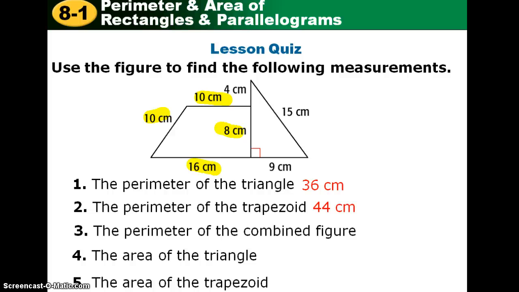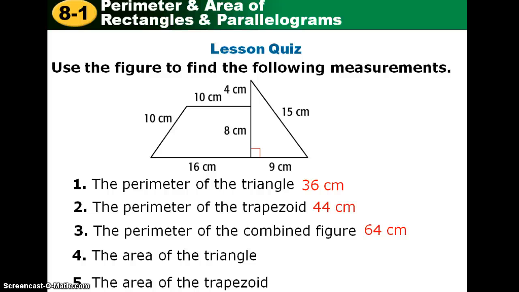Perimeter of the combined figure. Now we're looking at the outside of the shape, which is 10 by 10 by 16 by 9 by 15 by 4. So everything except the 8, we add those up to get a combined perimeter of 64. Notice all three of those are just centimeters because they're just adding up the lengths.